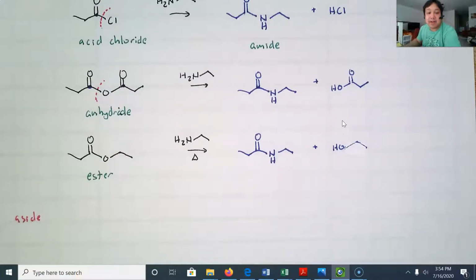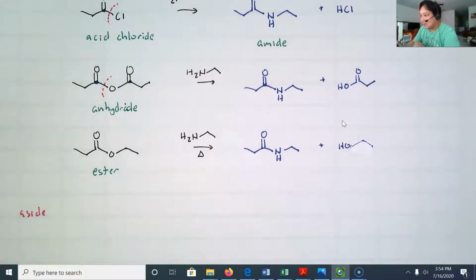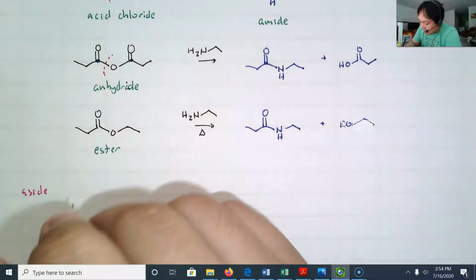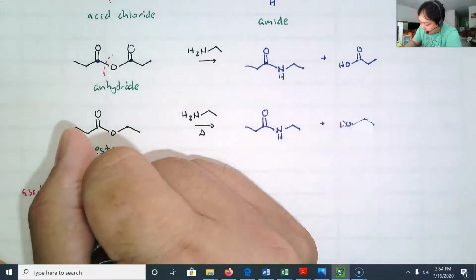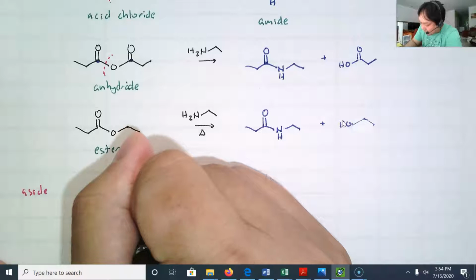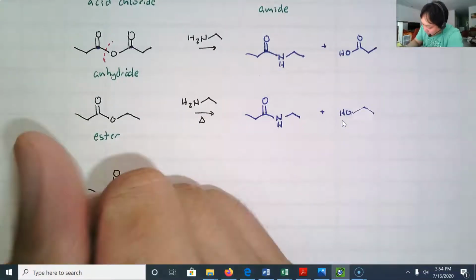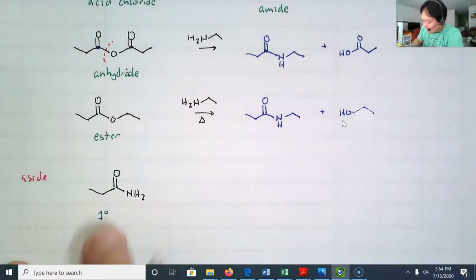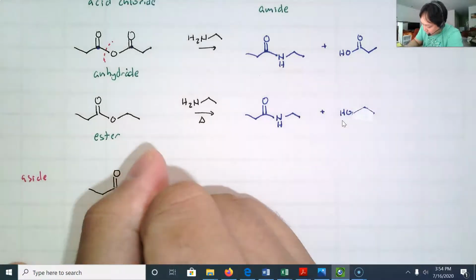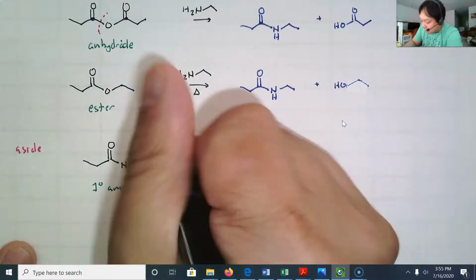Let me show you how to make a nitrile from an amide. Okay, it's a little bit tricky. Let's take this amide here. And it has to be a primary amide. Primary meaning that there's only one group on this nitrogen. It has to be primary because we're going to remove water.